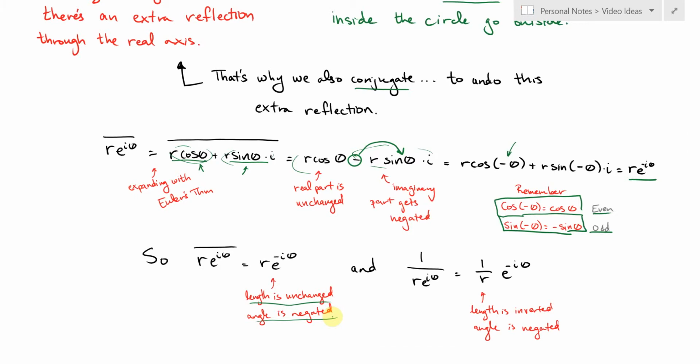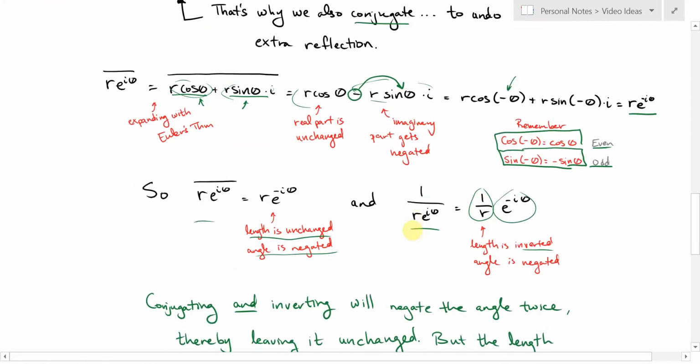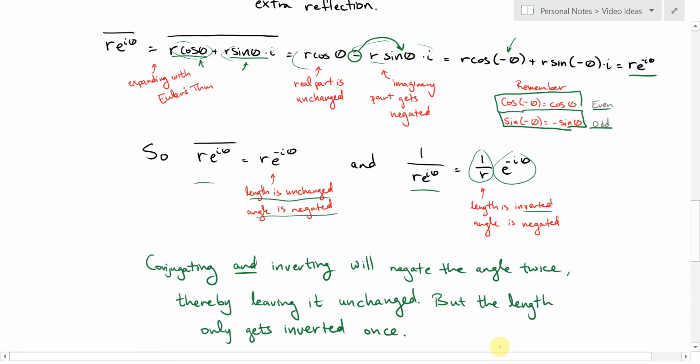It's another way of seeing it. And of course, as we've seen before, if you invert it, just recalling what happens up there, you're inverting the length, and you're also negating the angle. So if you do both of these things, you invert and you conjugate, then what's going to happen? You're going to negate the angle twice, right? The angle gets negated in both cases. It gets multiplied by -1 twice. So that means that it ends up staying the same. It's unchanged. But the length only got inverted once, here when you did the actual inversion. Length stays the same under conjugation.